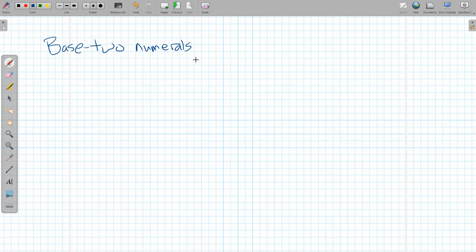Could use base 2. And actually we do. Computers do calculations in base 2 and then present things however humans want to see them, right? So they have their secret language in base 2, and then we do other stuff with them. So what does base 2 mean for a numeral system?